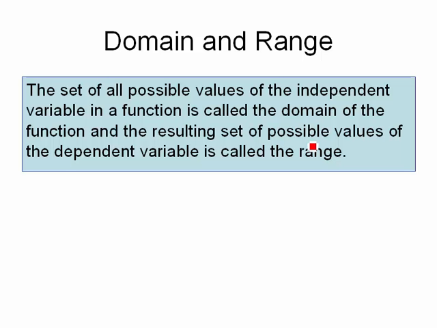So we've been talking about this relationship between the inputs and outputs. Now let's talk a little bit about the domain and the range. So the set of all possible values of the independent variable, or the input in a function, is called the domain of the function, and the resulting set of possible values of the dependent variable, or the output, is called the range. So the domain and range are sets of numbers or objects, groups of things, and what connects these is the function or the relation itself.